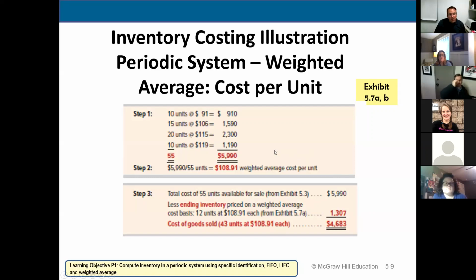Like I said, I think this weighted average is the more conservative method, because it says I don't know for sure which are first in, or if I sold first in, first out, or last in, first out. So I'll find this middle place by taking an average and then using that average cost to calculate both my cost of goods sold and my ending inventory.